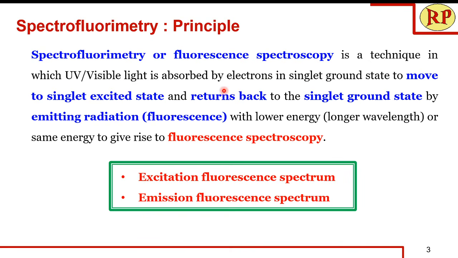Let us first understand the principle behind spectrofluorimetry. Spectrofluorimetry or fluorescence spectroscopy is a technique in which UV or visible light is absorbed by the electrons present in the singlet ground state to move to the singlet excited state, and it returns back to the singlet ground state by emitting radiation, which is called fluorescence, and this study is called fluorescence spectroscopy. Unlike other spectroscopic methods, here we have two types of spectrums, that is excitation fluorescence spectrum and emission fluorescence spectrum.